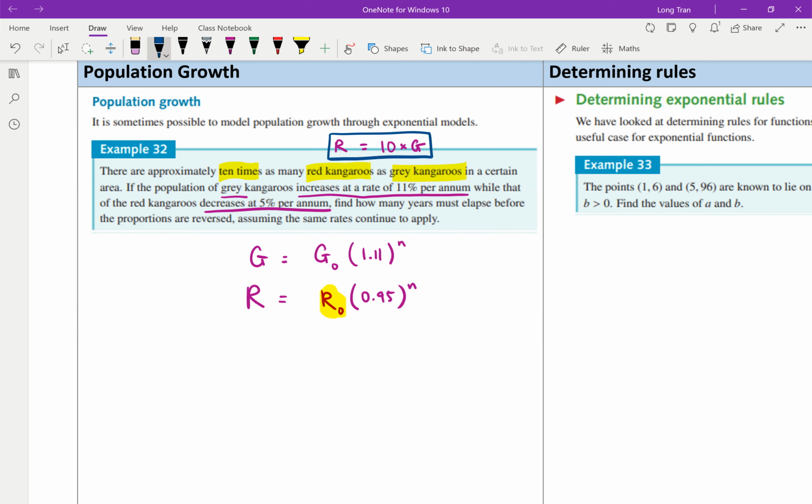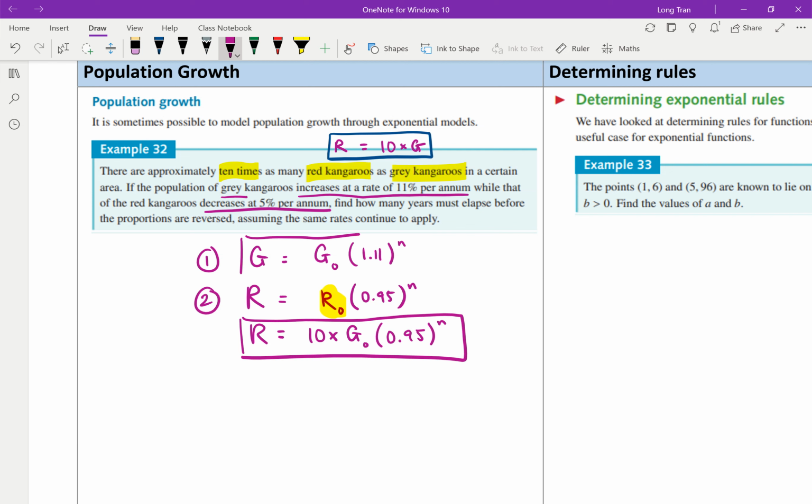I'm going to write here equation 1, equation 2. This is the same thing as saying 10 times whatever the original grays were, times 0.95 to the power of n. So that is the relationship. Hopefully having that on the side will help us solve it later. So those are our two key parts there.